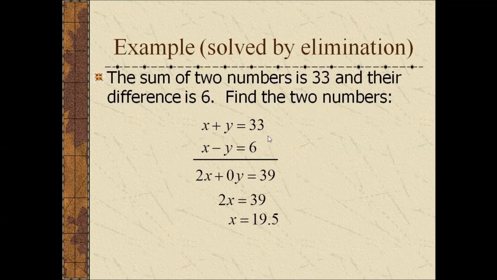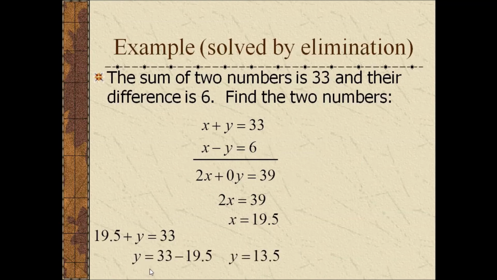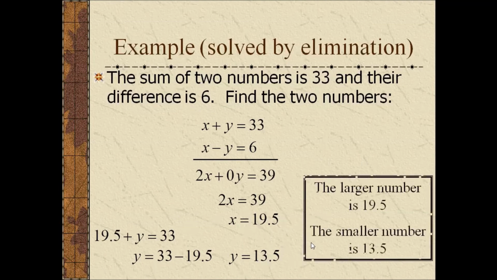I can go back to either of the original equations and substitute 19.5 for x. I'll choose the first equation, 19.5 plus y equals 33. Well, subtract 19.5 and we find that y has to equal 13.5. And it's true that if I add these two numbers, I get 33. If I subtract these two numbers, I get 6. So we'll phrase our answer in this way. The larger number is 19.5, the smaller number is 13.5.